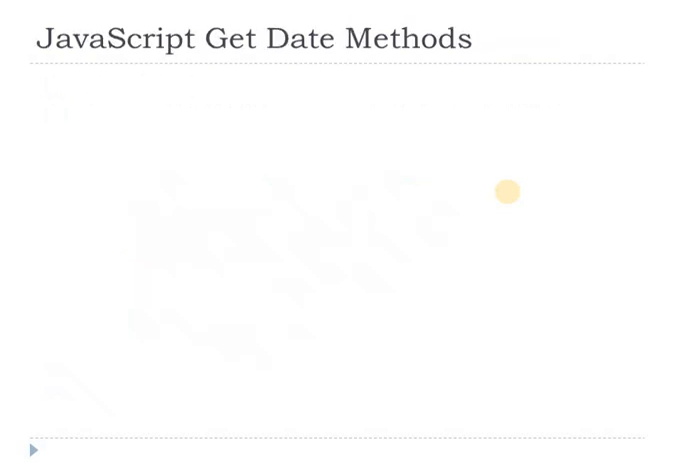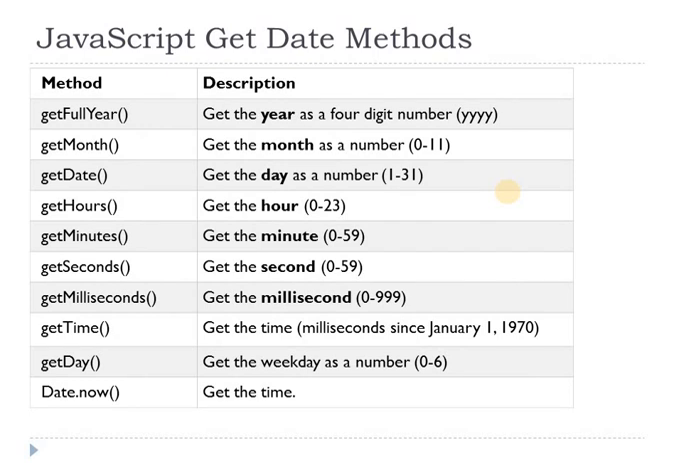Now let's see JavaScript get date methods. There are certain methods using which you can get a particular date in a specified, customized format, and there are also different ways to set date methods. So let's first see the get methods. These are all the get methods: getFullYear, getMonth, getDate, getHours. You can see that.